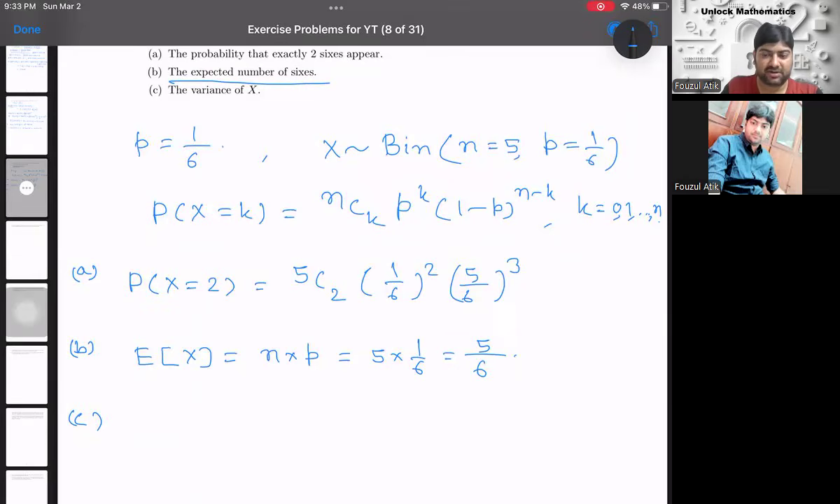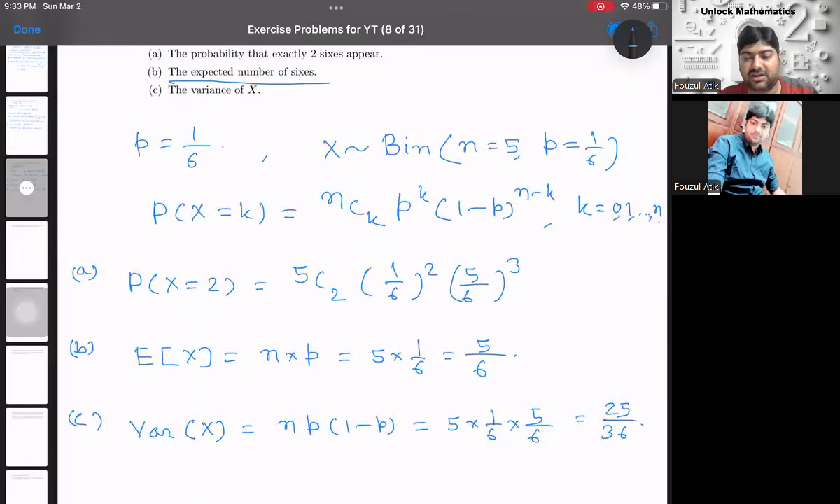Again, for the binomial random variable, the variance formula is npq. Variance of X is equal to n into p into q, where q is 1 minus p. So 5 into 1 by 6 into 5 by 6, so it is 25 by 36. You may take the decimal value of it using a calculator. So I hope you understand.